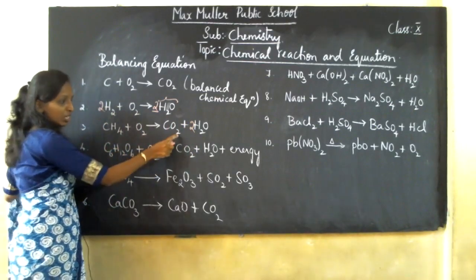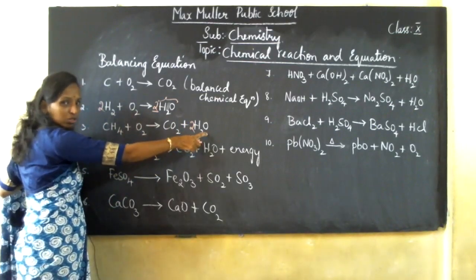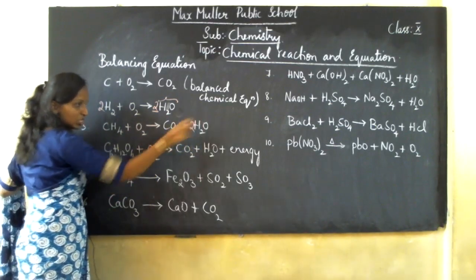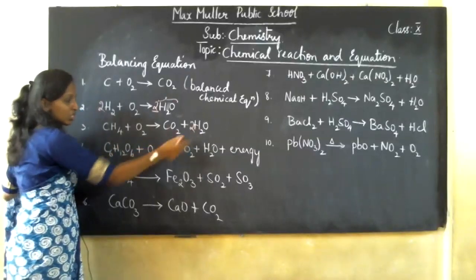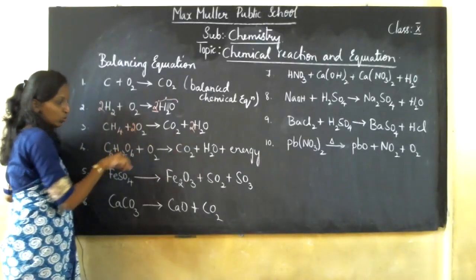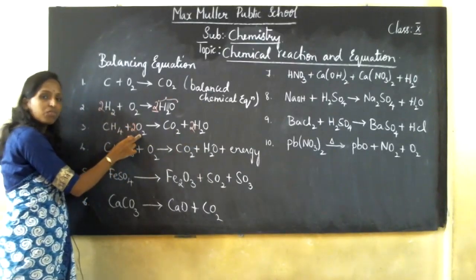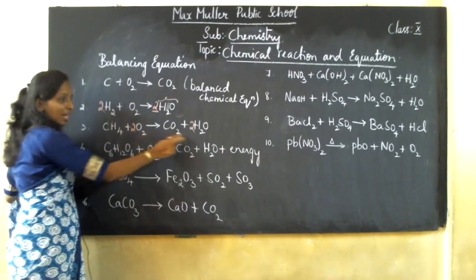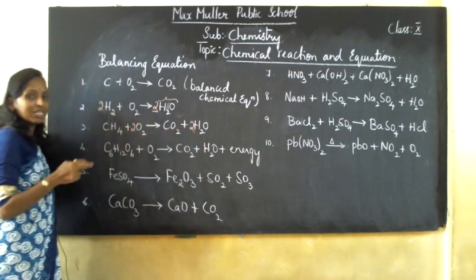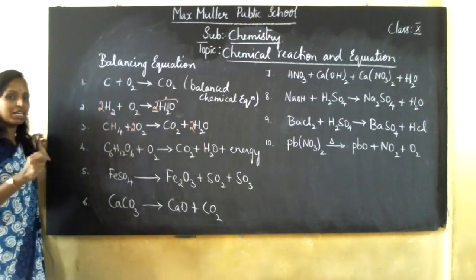Oxygen is 2 here. Here 2 plus 2. Here 2. Here 2 oxygen. So how much oxygen do you have? 4 oxygen you have. If I multiply 2 by 2, oxygen will become 4. So the mass of the reactants and the product should be equal. This is nothing but called a balanced chemical equation.